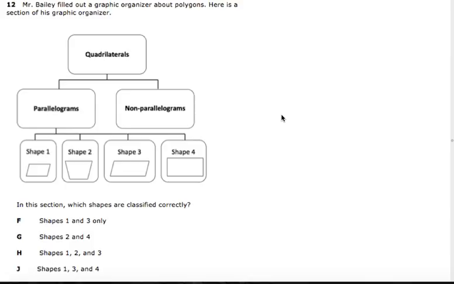Number 12. Mr. Bailey filled out a graphic organizer about polygons. Here is a section of his graphic organizer. In this section, which shapes are classified correctly? F. Shapes 1 and 3 only, G. Shapes 2 and 4, H. Shapes 1, 2, and 3, J. Shapes 1, 3, and 4.